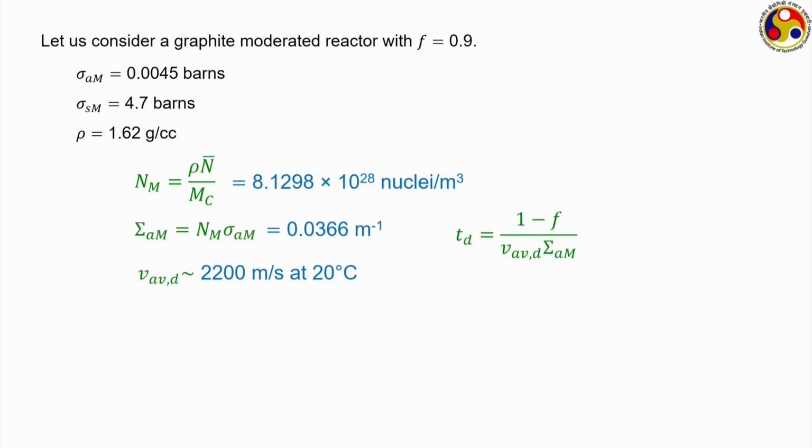So, the expression for TD is already known to you. We are putting in these numbers that we have calculated, and we get 1.2 into 10 to the minus 3 seconds, or something like 1 millisecond. That is the diffusion time.